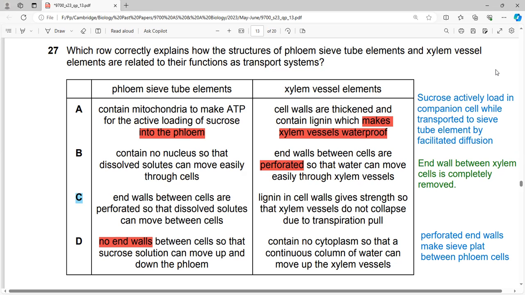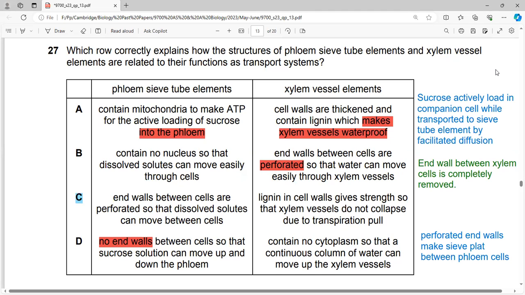The lignin in the cell wall gives strength to the xylem vessel so that it does not collapse due to the transpiration pull. That means this structure is related to this primary function. So that's why its function is wrong here. We're going to see that the B option, that contains no nucleus so that the dissolved solute can easily pass through. This is the correct option.